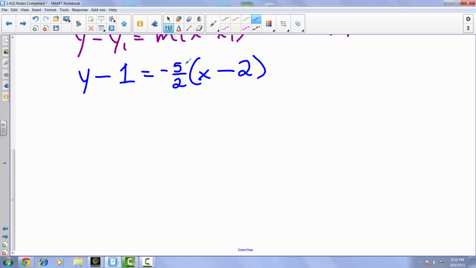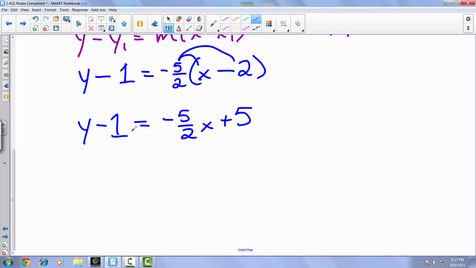Going ahead and distributing on our right side, we end up with y minus 1 still on the left, equals -5/2 x. Negative times negative is a positive, 5/2 times 2. Well, ultimately when you distribute that 5/2 in, the 2's would cancel out with one another because one's on top and one would be on bottom. You could also multiply the tops and end up with 10/2, but you still end up with 5 in the end. Lastly, we're just going to put this into y equals mx plus b by adding this 1 over. We end up with y is equal to -5/2 x plus 6.